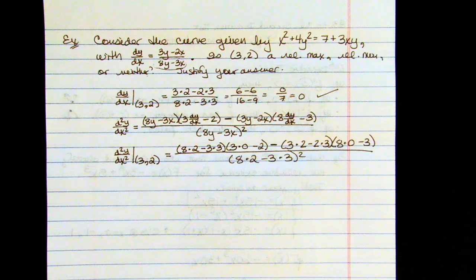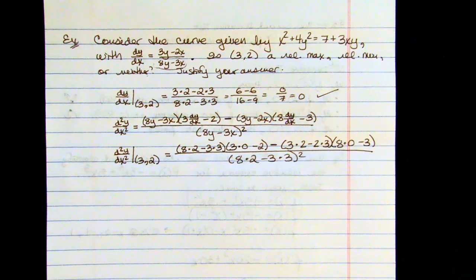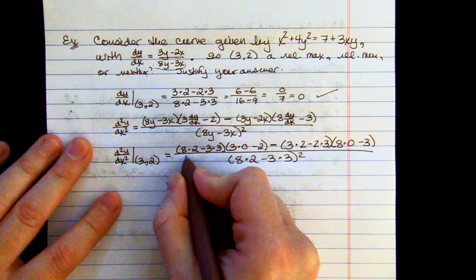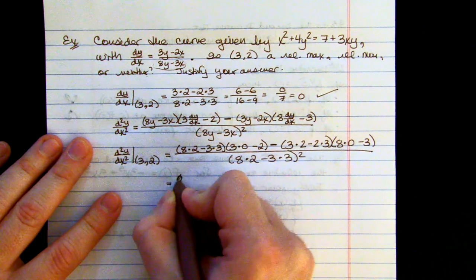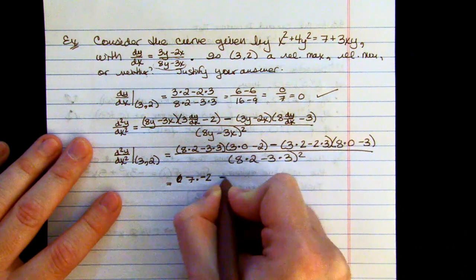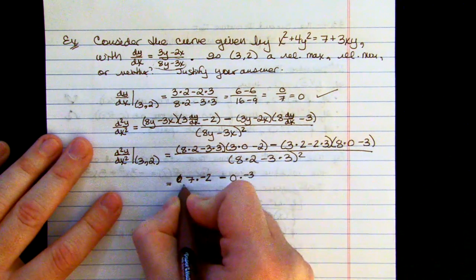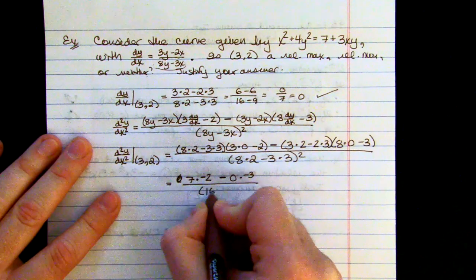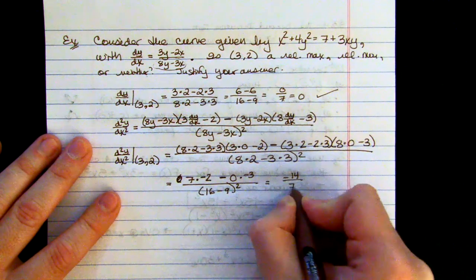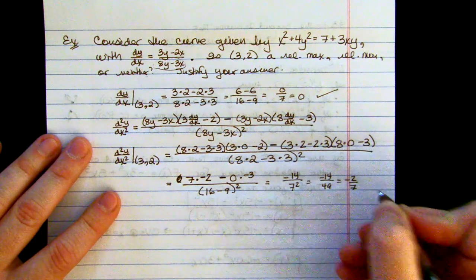How about you take a moment, clean that up, and tell me what the second derivative is at (3, 2). Okay, 16 minus 9 gives me 7 times 0 minus 2, is times negative 2, minus 0 times negative 3, that's not going to matter, it's just 0, over 16 minus 9 squared, over 7 squared. So this is negative 14 over 7 squared. That's negative 14 over 49. That's negative 2/7. And I do want that number.